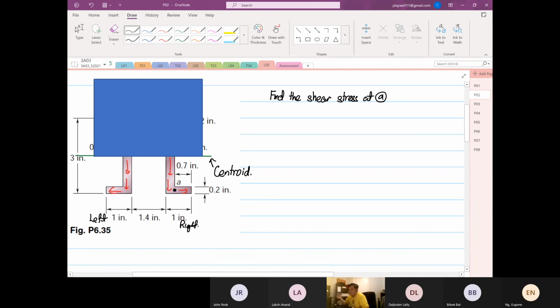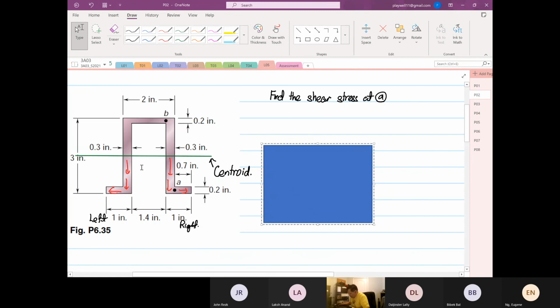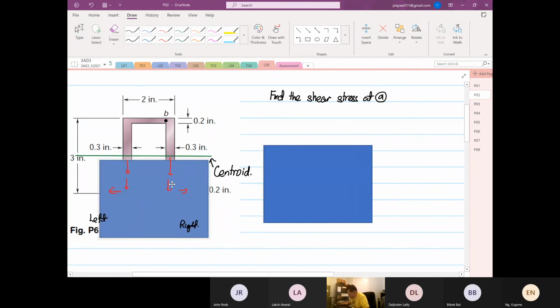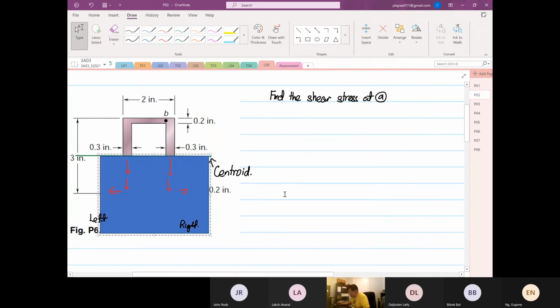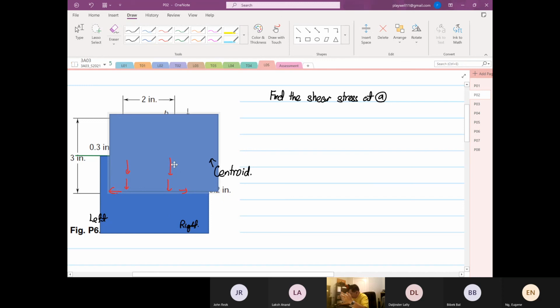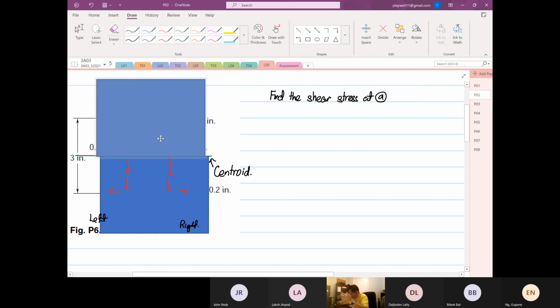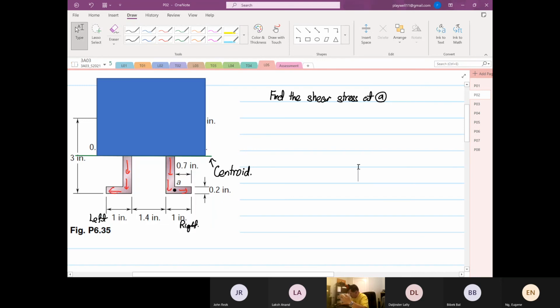Is it linked? The answer is no. It's only linked at the top, because the top is a box beam. At the bottom, it is not linked, is it? The left Q, which I call the Q left, and the Q right, they are not linked at all.